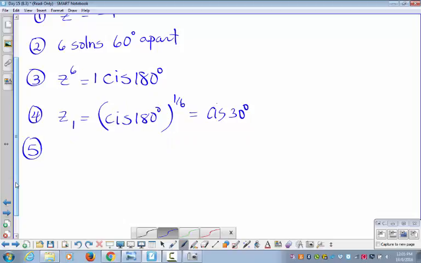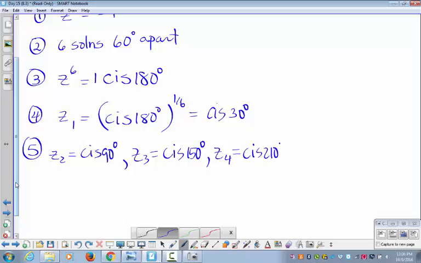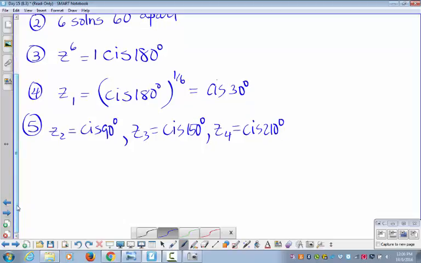Now, our second answer. It's in trigonometric form. What do we add to the 30? 60. So we're just going to keep adding 60. So Z3 is going to be CIS of 150. Z4 is going to be CIS of 210. And Z5 will be CIS of 270. And Z6 will be CIS of 330. All right, so those are our 6 answers.